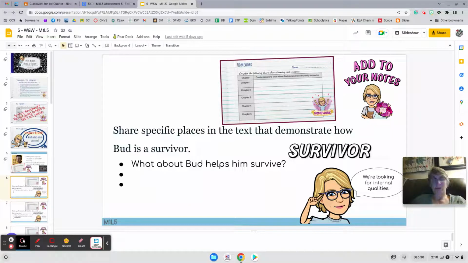In chapter 1, he's surviving in the home. In chapter 2, he's surviving at the Amos's. In chapter 3, I think he's still, I can't remember. Chapter 4, he's in the shed. Gosh, what happened in chapter 3? I have to go back and look.